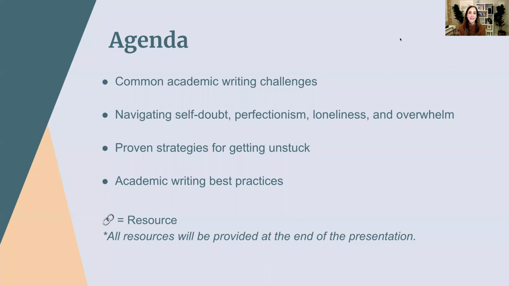So this is our agenda. We are going to talk about, not necessarily in this order, but by the end of the presentation, I will have discussed all of these items: common academic writing challenges, navigating self-doubt, perfectionism, loneliness, and overwhelm, different strategies for getting unstuck, and academic writing best practices. If you see this little link on the screen, that means there's an accompanying resource. I will send out all of the handouts and the recording together after tonight's webinar. So don't panic, you're not missing anything. I'll send everything out after this webinar is over.